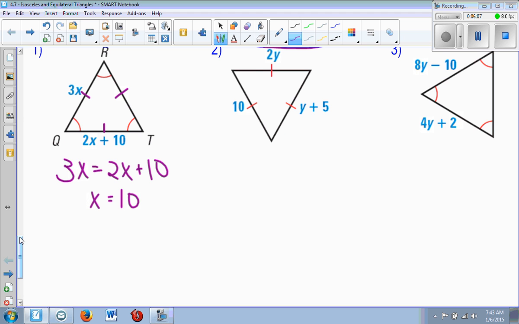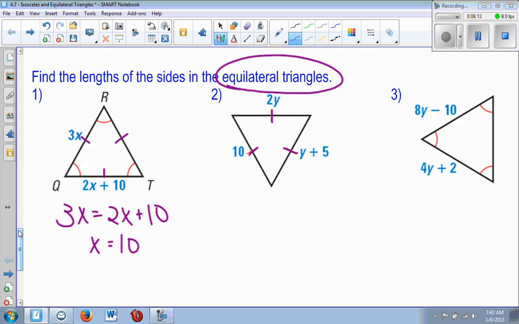In number two, you're told again all three sides are the same. Now notice that they've given you all three sides of the triangle. You actually don't need all three sides in order to solve for y. You only need two of the three sides. It really doesn't matter which two you pick. So if I were to pick the top side and the left side, 2y equals 10 is going to give me a y value of 5.